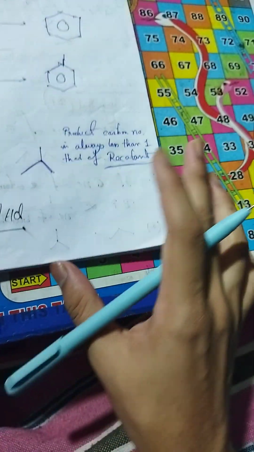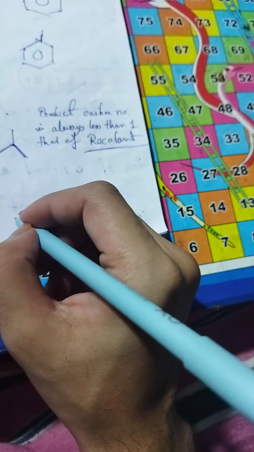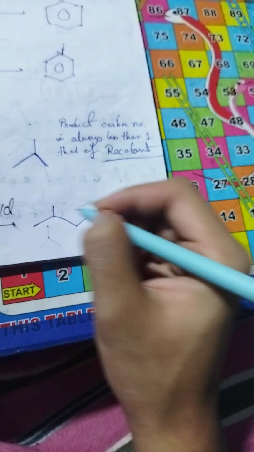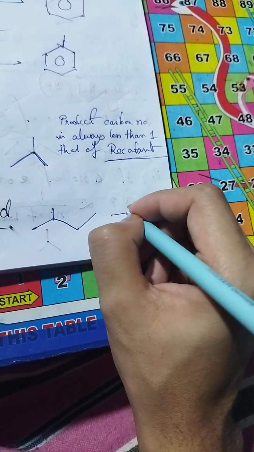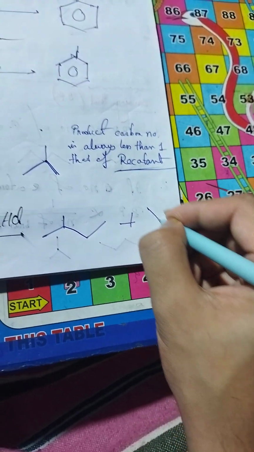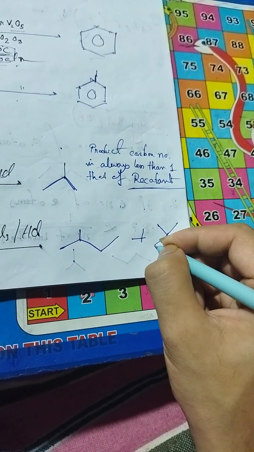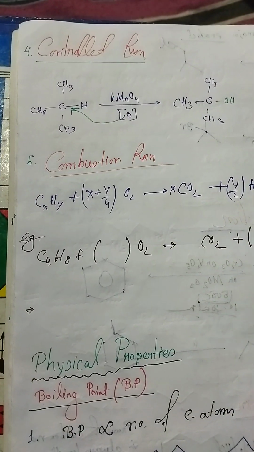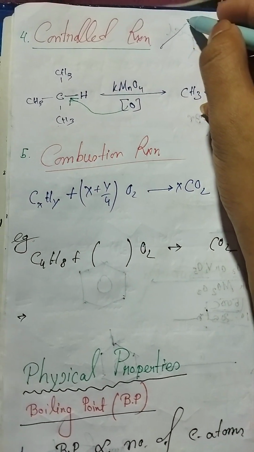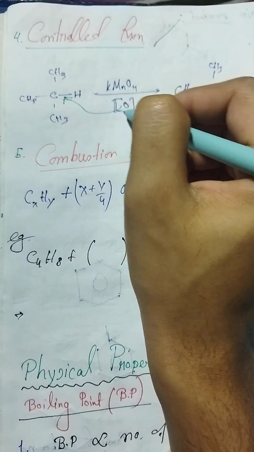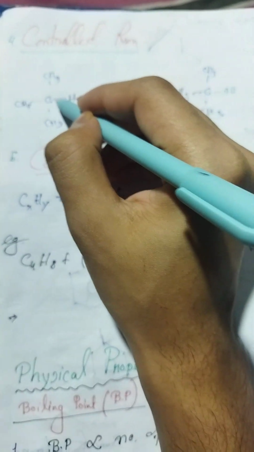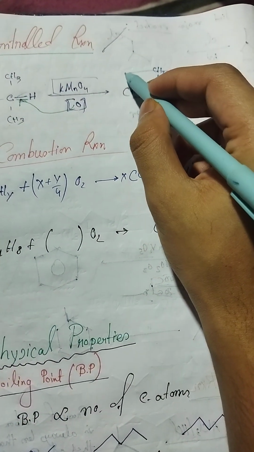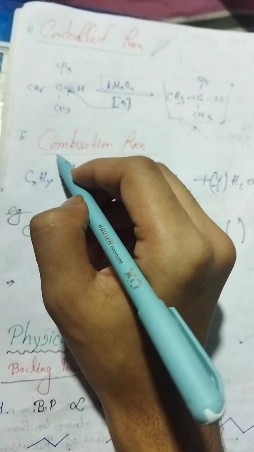In this case, two products are formed. First is this, and the second is this. Now talk about the control reaction. It is a special reaction of tertiary carbon. In this case, here OH attaches and H is released. It is a special reaction. And now talk about combustion reaction.